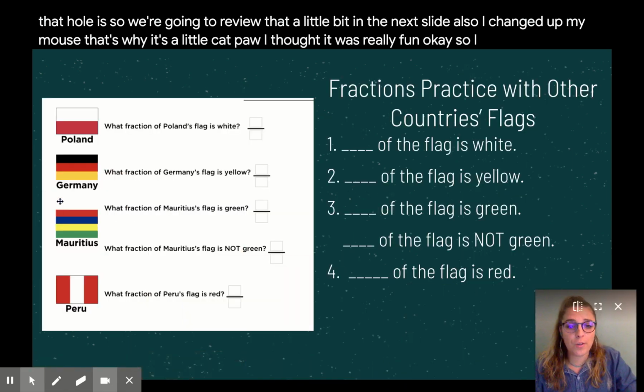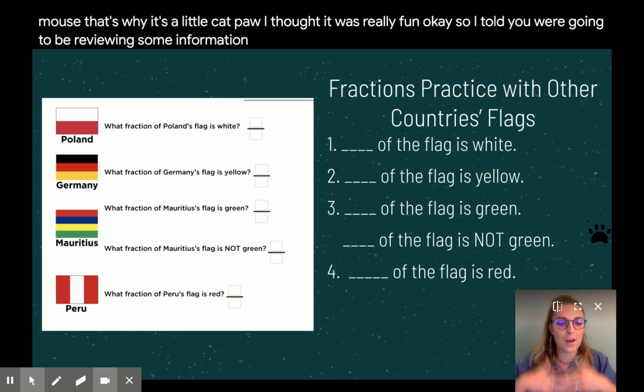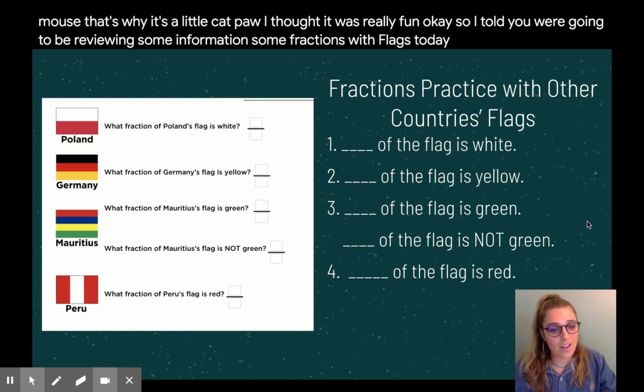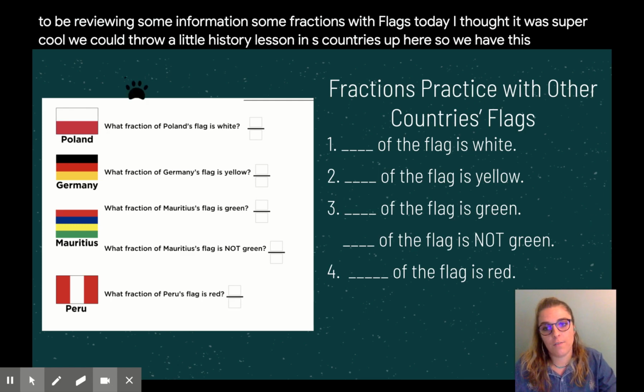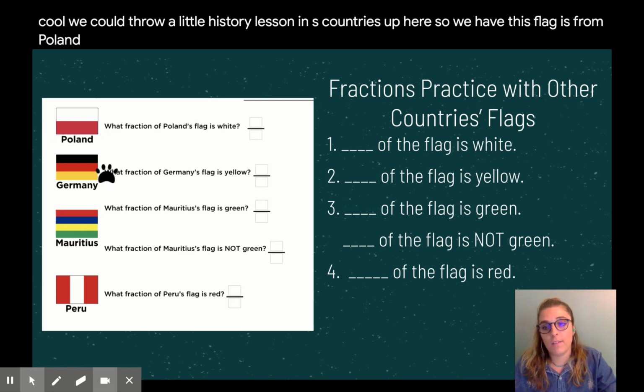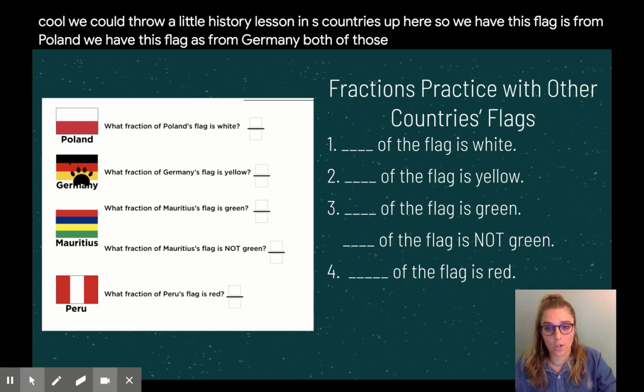Okay, so I told you we were going to be reviewing some fractions with flags today. I thought it was super cool. We could throw a little history lesson in. I have some flags from various countries up here. So we have this flag from Poland. We have this flag from Germany. Both of those are countries in Europe.